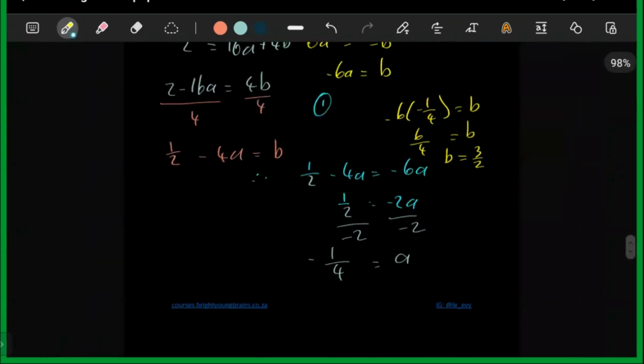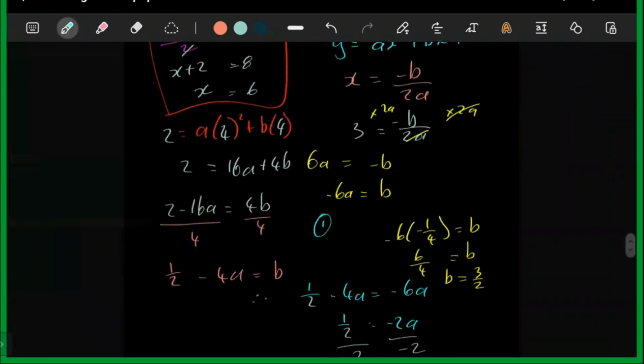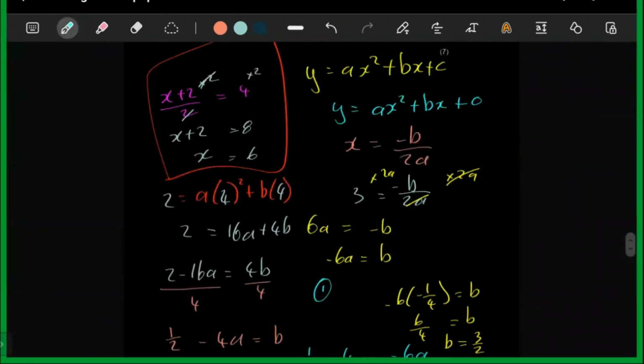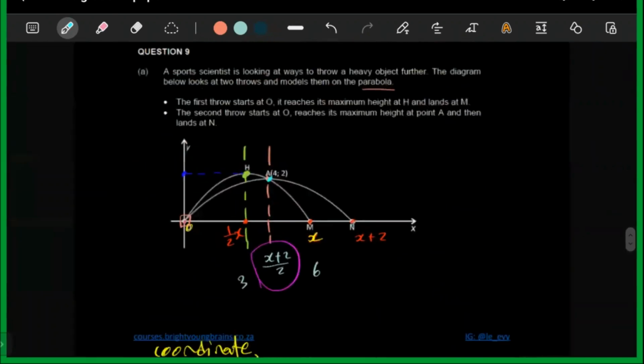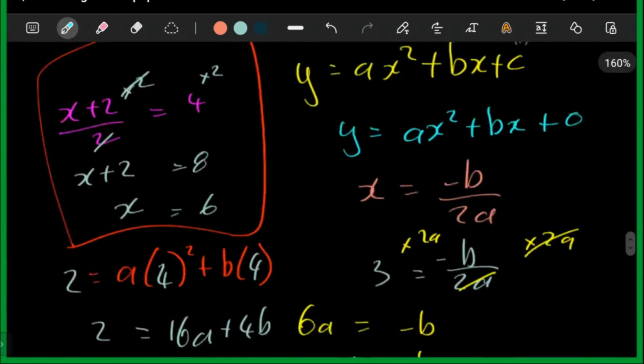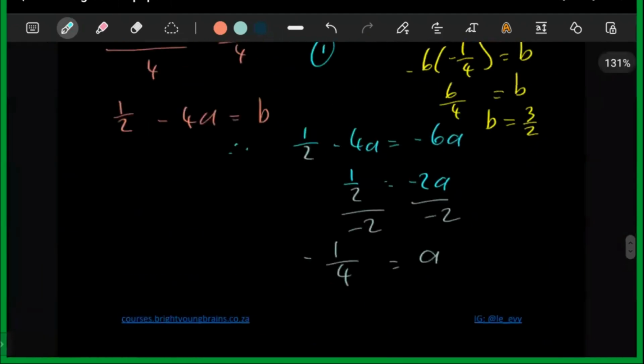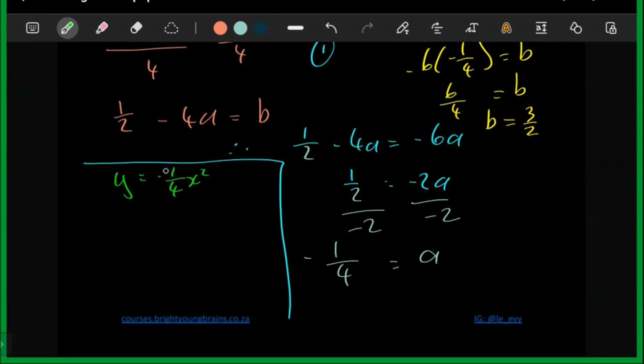So we have the equation, but we don't need the equation. All we need is what we have now. We said the x value was 3, right? The y value we can just get by subbing 3 into the equation of the graph. So the equation of our graph, we said, is y equals -1/4 x squared plus 3/2 x. Let's see what this gives us. You throw in the x value of 3.